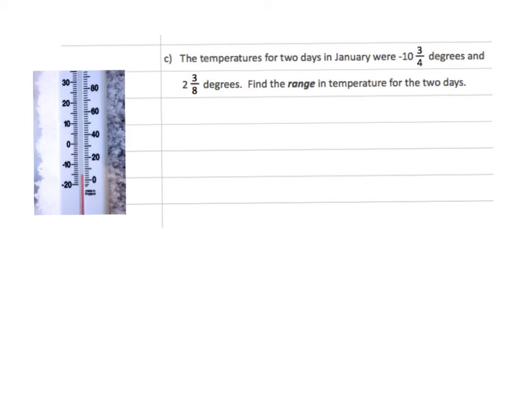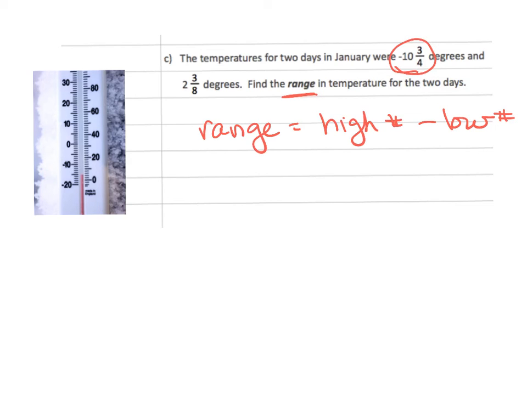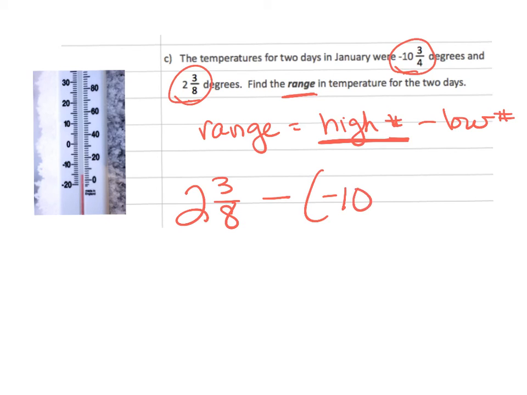Let's do a word problem. Range. I want you to remember this word. You may want to put it into your notes. Range, remember, is the high number minus the low number. And keep in mind positives and negatives. The temperature for 2 days in January were negative 10 3/4 and 2 3/8. Find the range. So let's find our high number. We have a negative number, we have a positive number. So our positive number is going to be the high number minus our low number, and I'm going to put it in parentheses because it's a negative. We're going to do that.